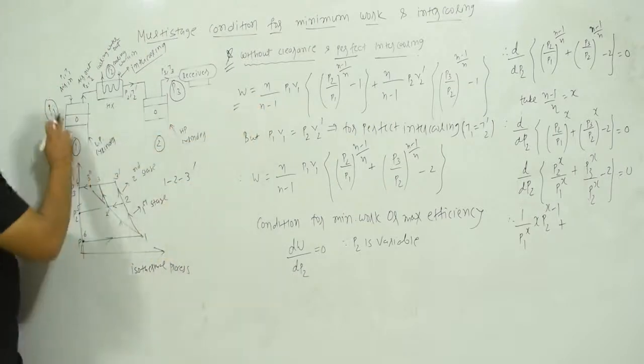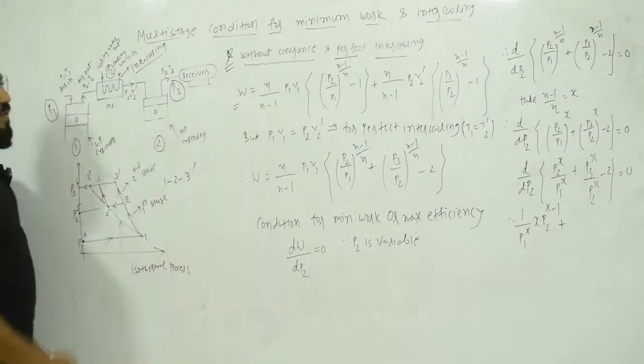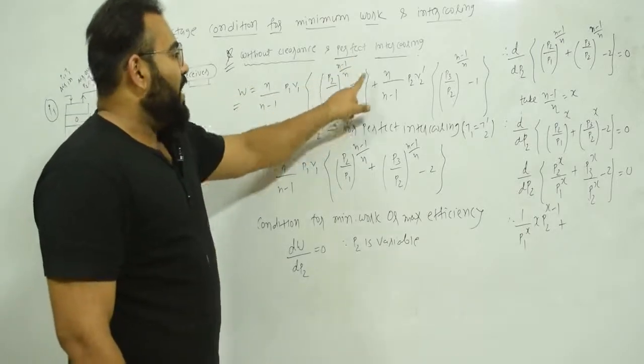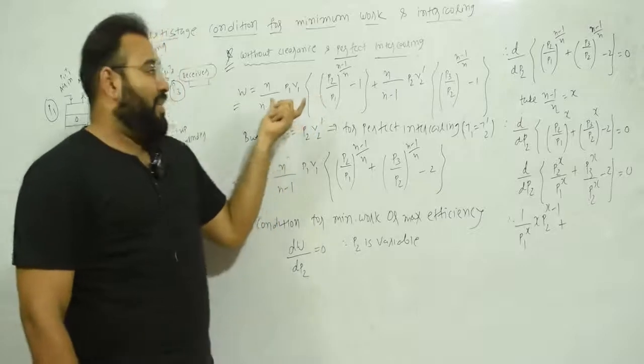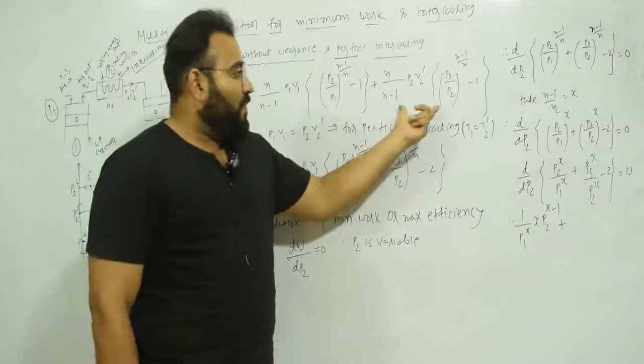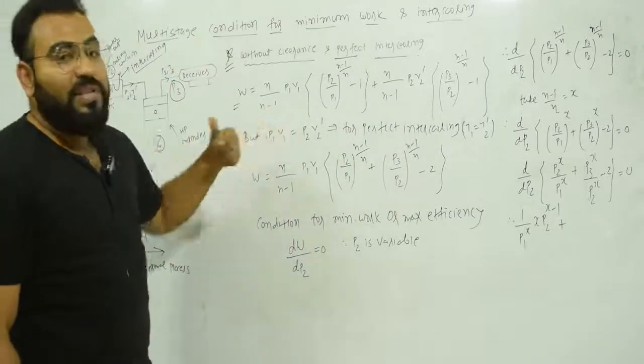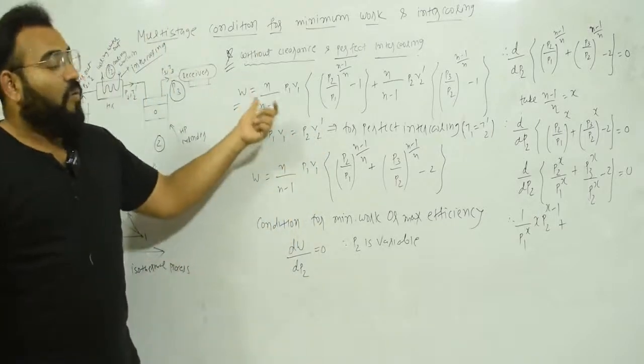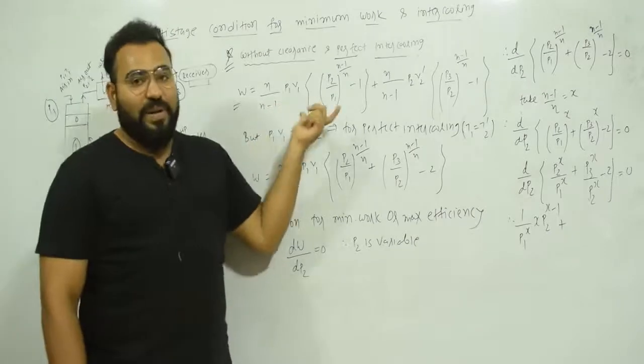Then you have pressure P1, V1. Here you have to start with P1 V1, P2 upon P1 raised to (n-1) upon n. So this is the equation of single stage. Now you have to remember this equation. Where does this equation come from? This equation comes from the work done for a single stage reciprocating compressor.